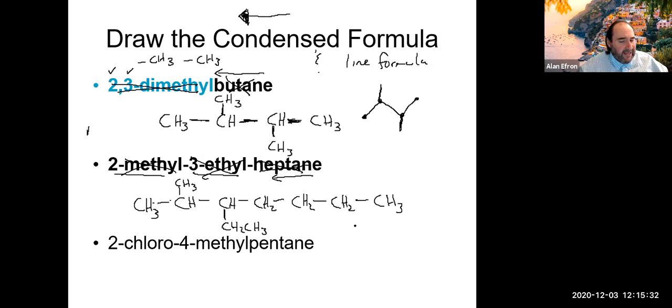Again, the goal here is to get carbon to 4 bonds. Again, you could put the ethyl group up on top, you could put the other methyl group on the bottom. It doesn't matter as long as they're on that carbon in this particular case.